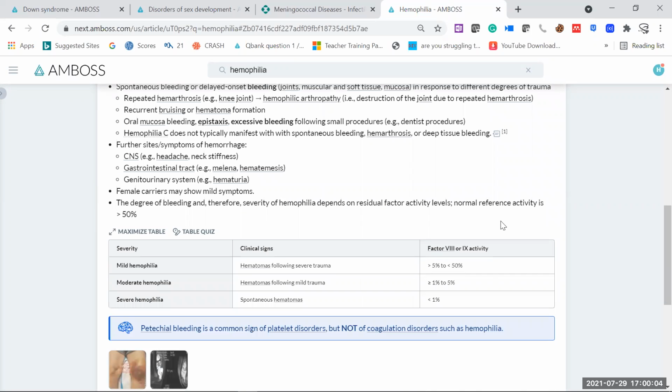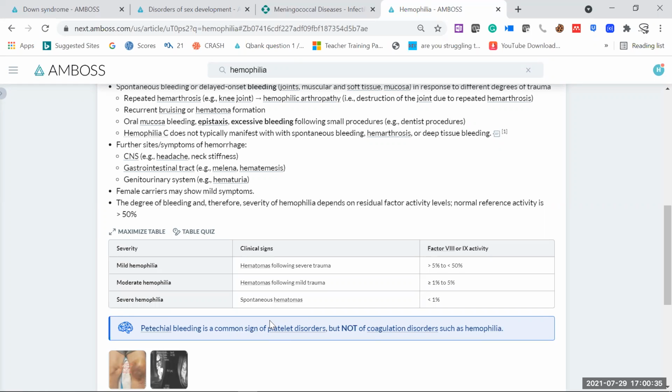Mild hemophilia means hematomas forming following severe trauma. If there is trauma and because of trauma, blood clots are there in the body, you can say it's a mild hemophilia. And most of the time it's factor 8 or 9 that is deficient. Moderate hemophilia, hematomas following mild trauma. And severe hemophilia: even if the child falls, there will be severe spontaneous hematomas just after falling. If a normal child falls, nothing will happen. But if a hemophilic child falls, what will happen?